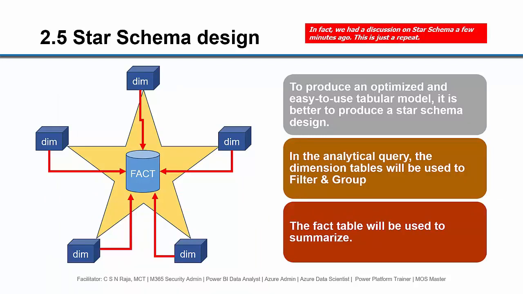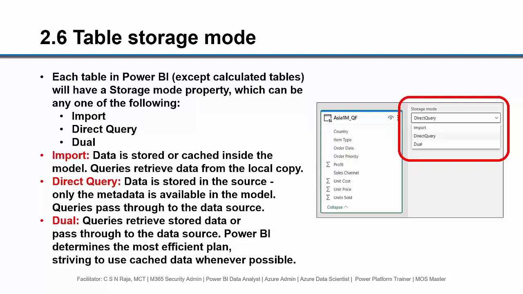We just saw that the tabular models are going to be very useful. Even with large volumes of data, they can give you super-fast query time. So it is better to create a star schema design so that we can use the tabular model easily. Table storage mode is another important point to note.